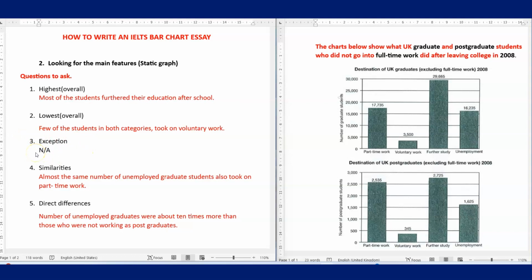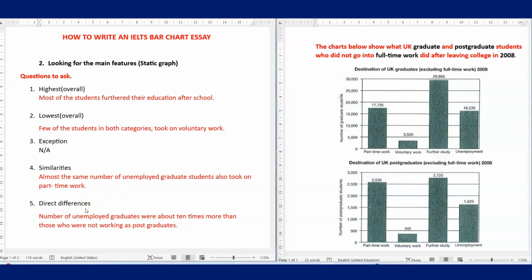There was no exception. So let's move on to similarities. In the similarity, we saw that with the graduate students, they were almost the same for the unemployed and also the part-time workers. So almost the same number of unemployed graduate students also took on part-time work. So almost the same, right?